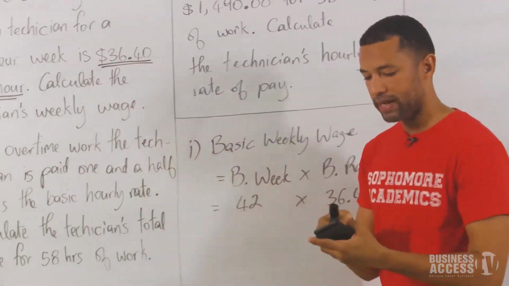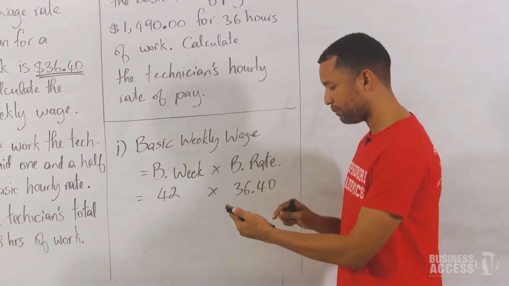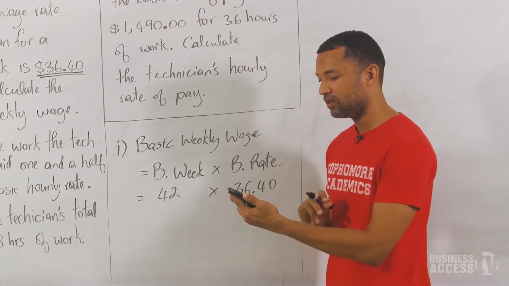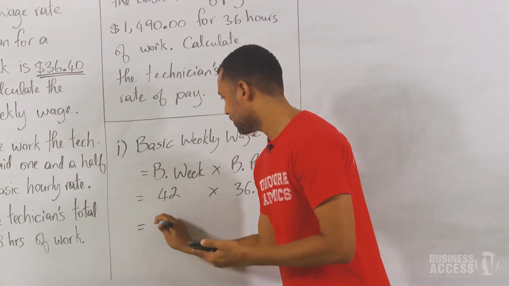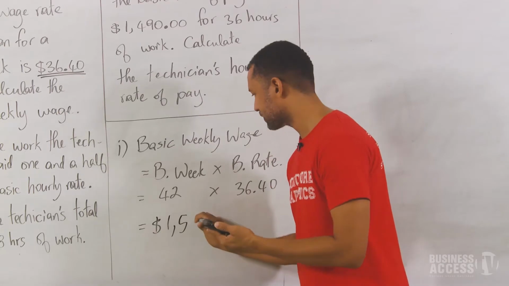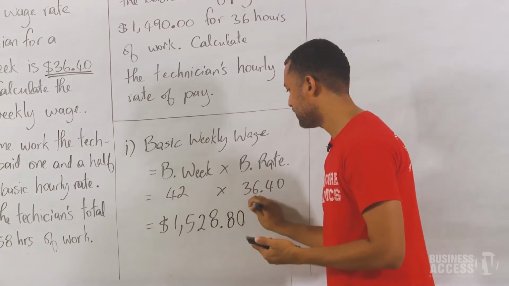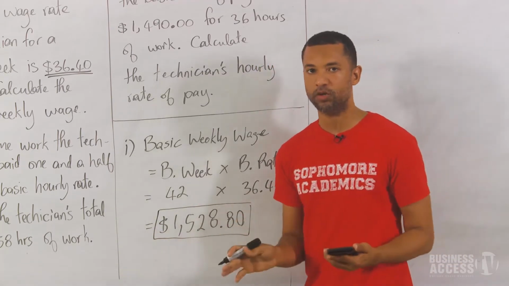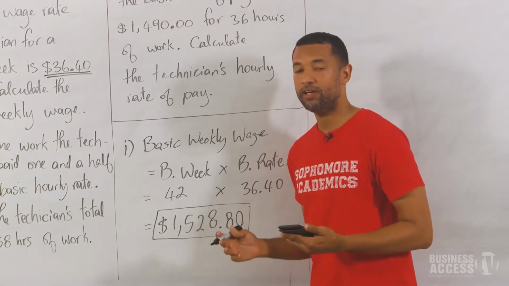I'm going to grab my calculator and go 42 multiplied by $36.40. I got $1,528.80. What did you get? So this is the amount of money he earns when he works his basic, normal 42 hours. That's his weekly wage.